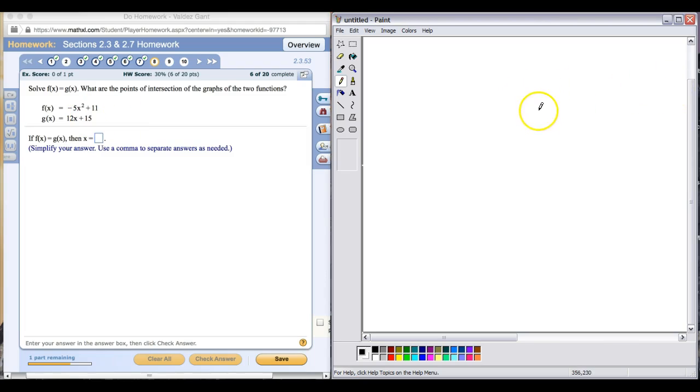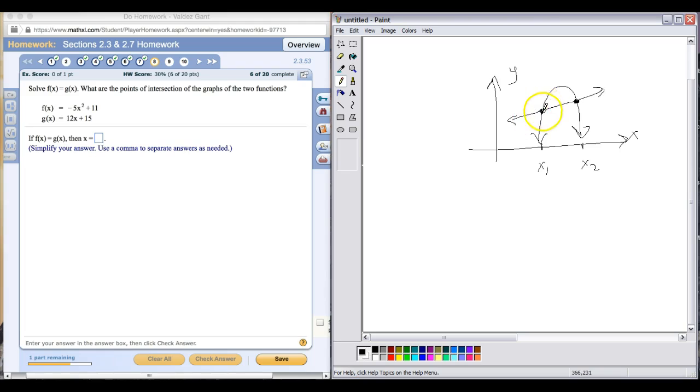That function will look something like an upside down parabola. And then we have another function, 12x plus 15, which looks like a line with a positive slope. So we have something like that going on, and the points of intersection will be here and here. We're trying to find the x coordinates. So let's say if we had x and y axes here, we're trying to find the x values where these two functions intersect one another. So that's the visual that's going on.